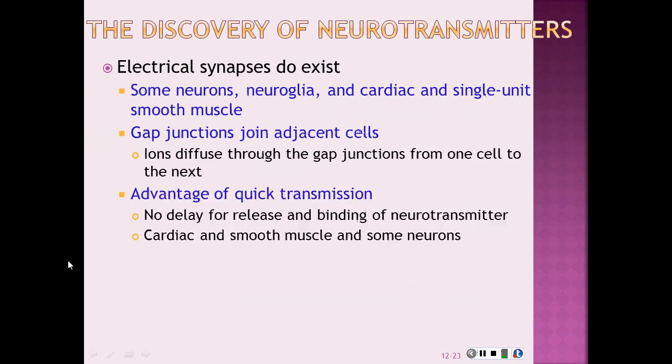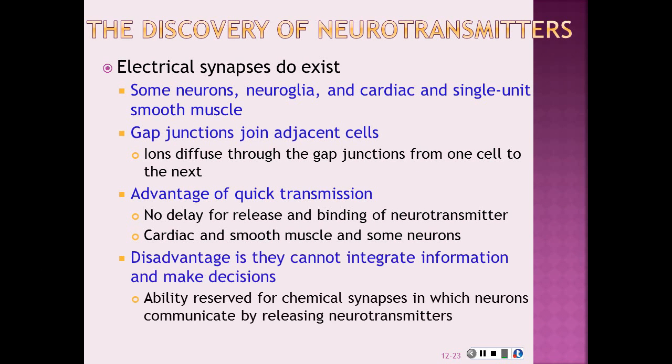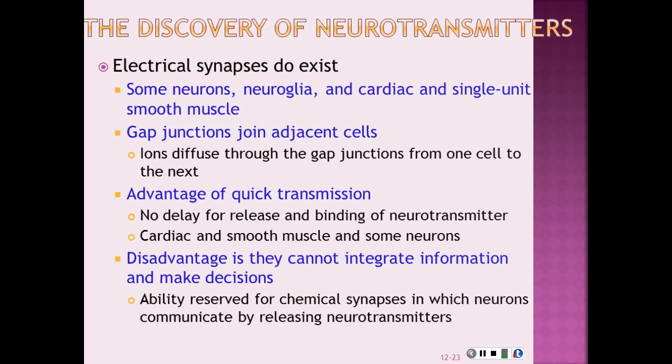Now, the advantage of having such a quick transmission is that there's no delay for release and binding of the neurotransmitter. Examples would be the cardiac and the smooth muscle and some neurons. But there's a disadvantage. The disadvantage is that they cannot integrate information and make decisions. That ability is reserved for chemical synapses, in which neurons communicate by releasing neurotransmitters.